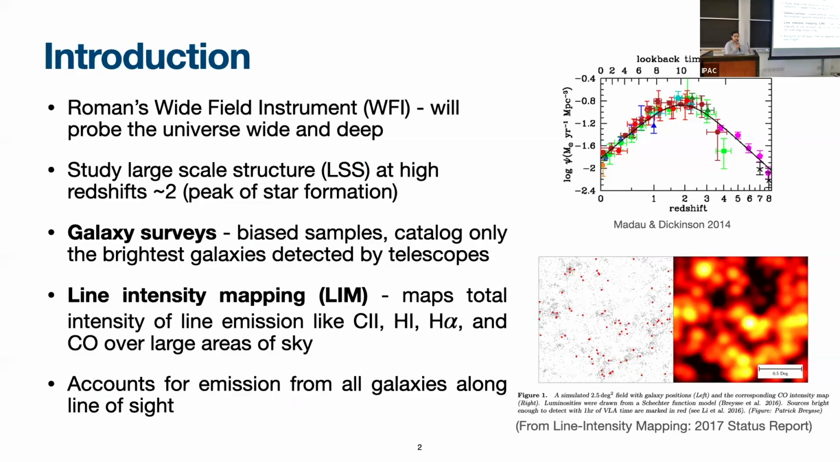So Roman's wide field instrument will probe the universe wide and deep, and it will enable us to study large scale structure at high redshifts of about 2, which is important because it's the peak of star formation as seen here. So galaxy surveys are biased samples because they catalog only the brightest galaxies detected by telescopes. So we can also use an upcoming technique known as line intensity mapping, which maps the total intensity of line emission like C2, H1, H alpha and CO over large areas of the sky. So this will account for emission from all galaxies along the line of sight.